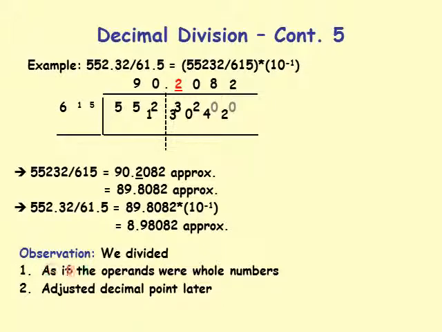Observation: what we did, we divided as if they were whole numbers, and adjusted the decimal point later. With whole numbers, I got 89.8082, and I had to adjust the decimal point, moving it 1 place to the left, so we got 8.98082.